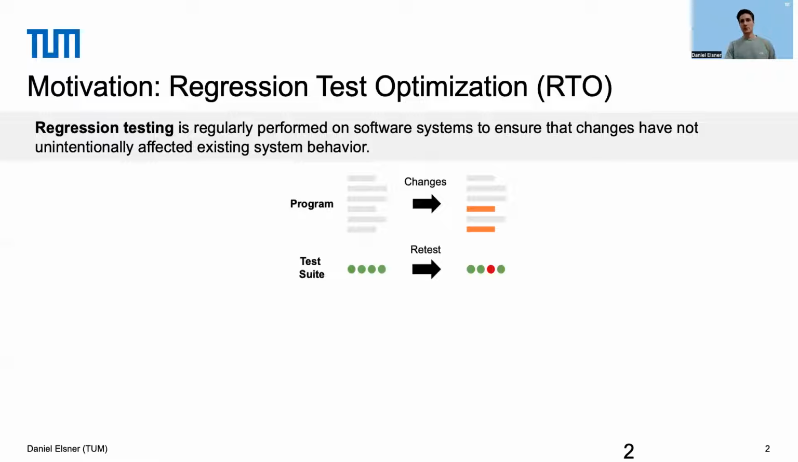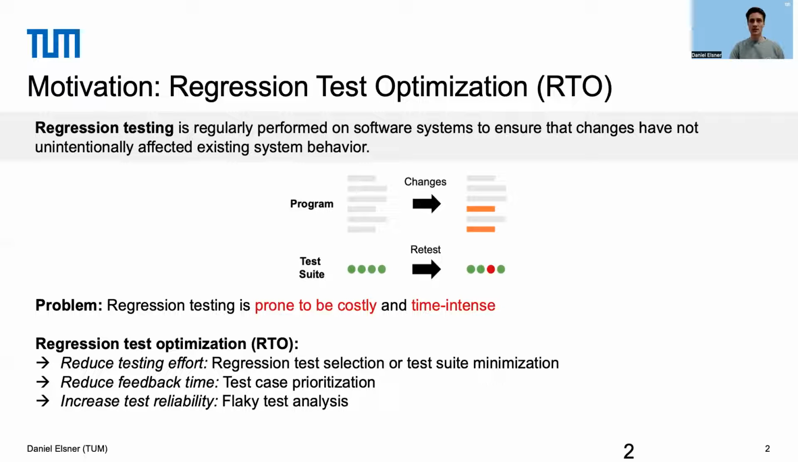Before we start, I want to give a brief introduction to the background of regression test optimization. Regression testing is a software testing activity that's regularly performed on software systems to ensure that changes have not unintentionally affected the existing system behavior. Say you have a program and you introduce some changes, you might want to re-execute your test suite. The problem is that with large test suites and limited testing resources, this is very prone to be costly and can be very time intensive.